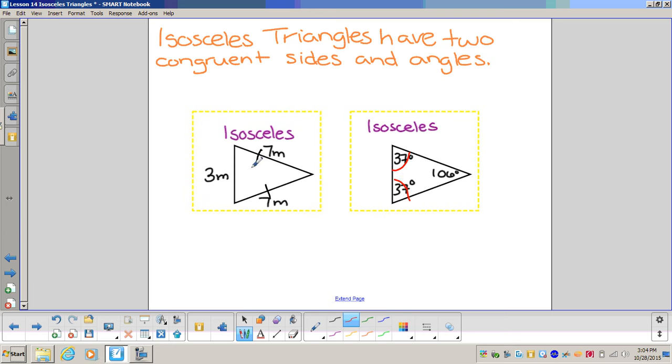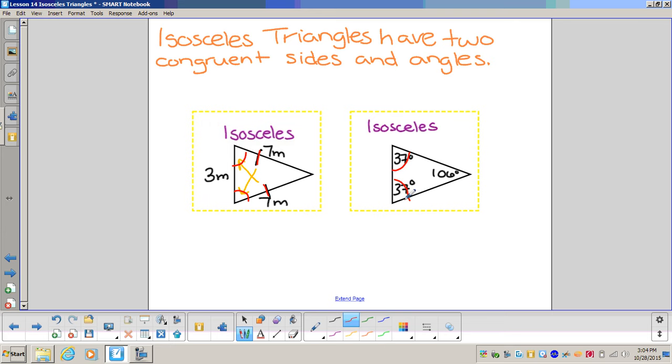So one thing I want to add to that is that the angles across from the sides that are congruent, and the sides across from the angles that are congruent are also congruent. And so in this one, where we have two sides that are 7 and 7, those sides are congruent. That means that these two angles are the congruent angles in this triangle. So the angles that are across the triangle from those sides.